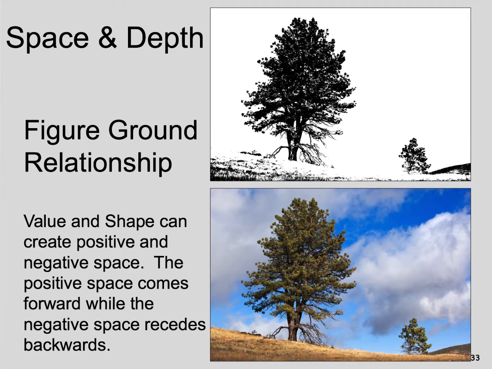Another way to think about space and depth is figure-ground relationships, and that really is what we talk about as positive and negative space in art. When you have empty areas, in this case the sky, they frame the objects that are contained within those empty areas, in this case the trees, and it makes the trees feel more forward to us.